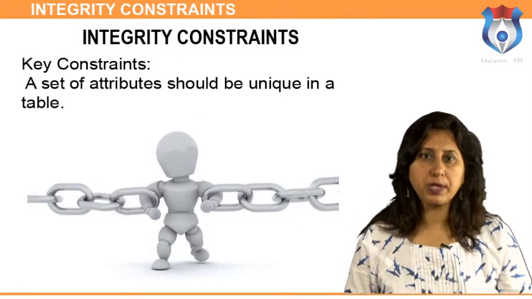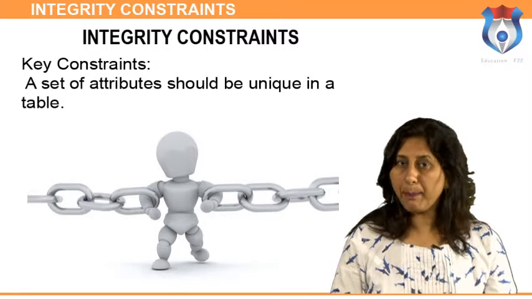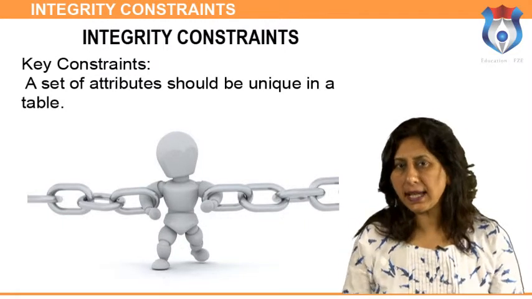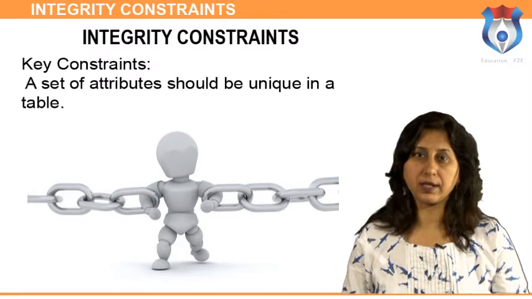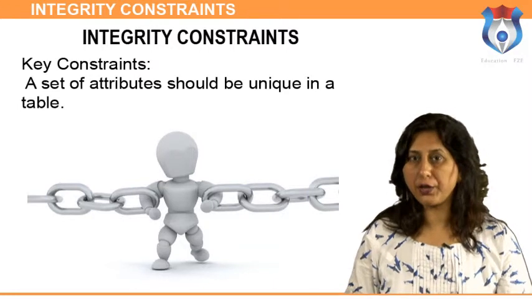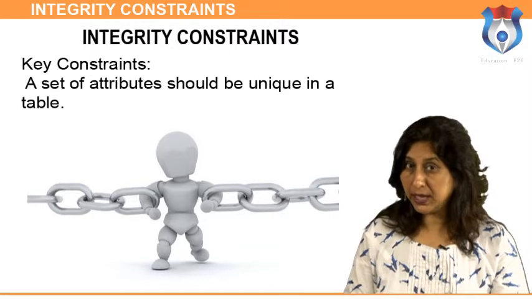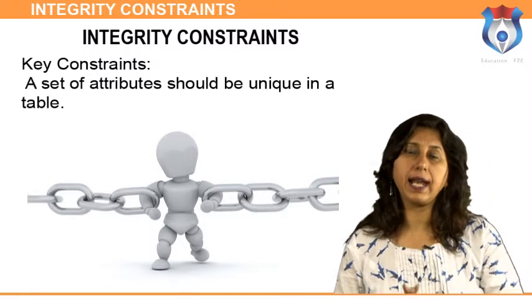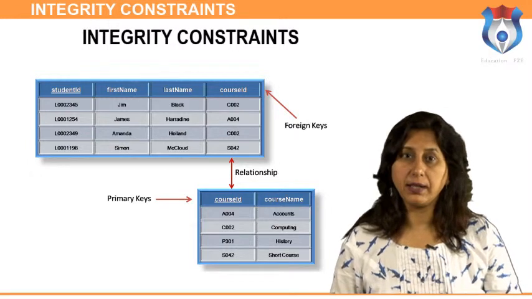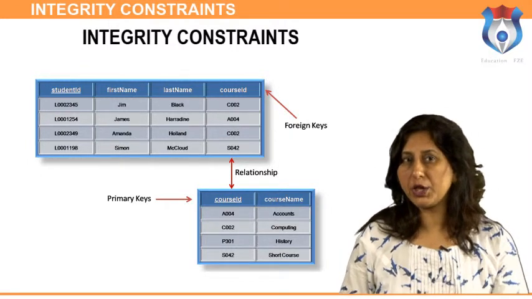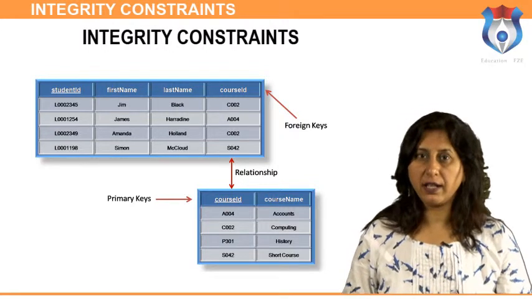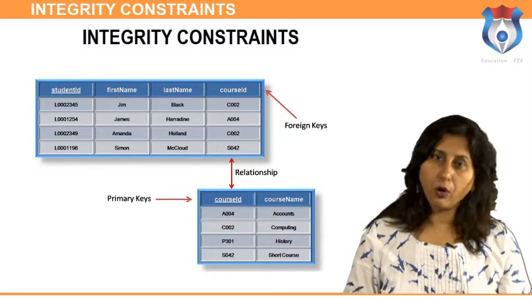A set of attributes should be unique in a table. A primary key is a column or combination of columns that has the same properties as a unique constraint. Because the primary key is used to identify a row in a table, it must be unique and must have the not null attribute. A table cannot have more than one primary key, but it can have multiple unique keys. Primary keys are optional and can be defined when a table is created or altered.